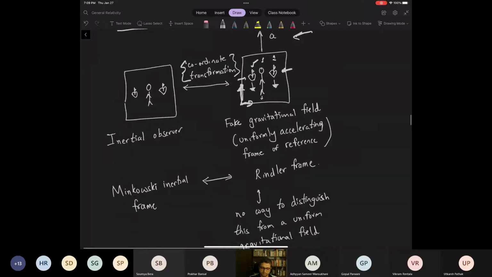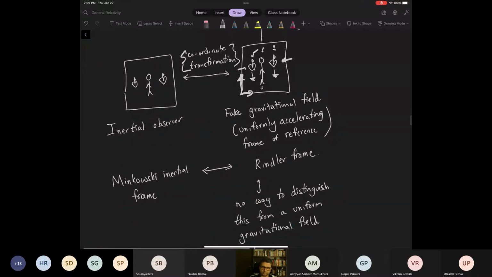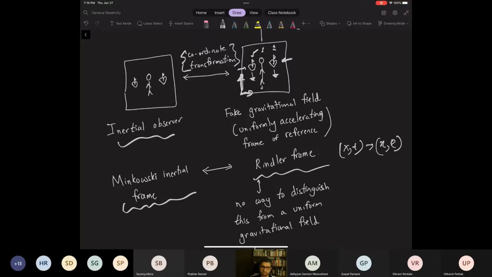Now, the analog of this in special relativity is that the inertial observer is in a Minkowski inertial frame, where the transformations from one inertial frame to another inertial frame are not the Galilean transformations, but the Lorentz transformations. And the accelerated reference frame is just a change of coordinates, as we've seen, from x and t in one inertial frame to eta and rho in the Rindler frame, which is as close as you can get to a uniformly accelerated reference frame in special relativity.